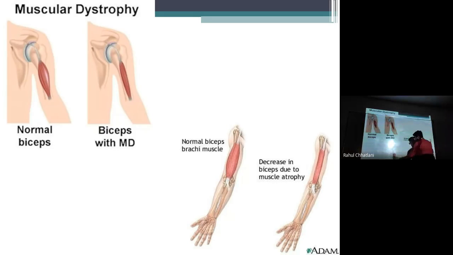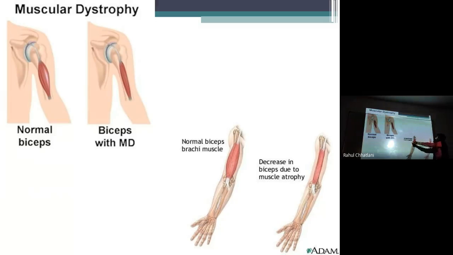Just to show you how much and what it will look like. As the name suggests, this is a normal biceps. You see the size, the muscle belly. How much is it? What is the cross-sectional area of the whole muscle? See here how much it has decreased. So this is biceps with muscular dystrophy.